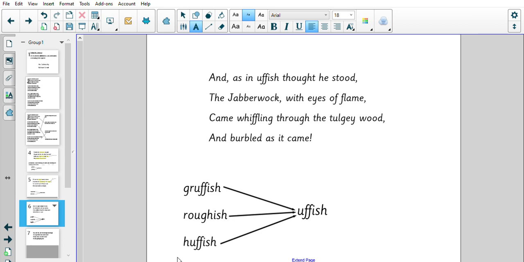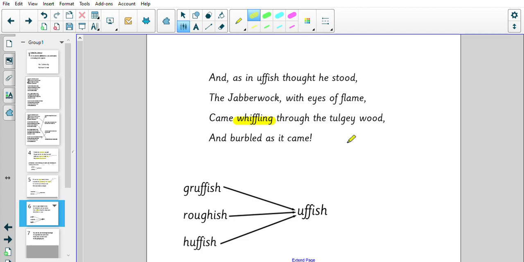So as in uffish thought he stood, the Jabberwock with eyes of flame came whiffling through the tulgey wood and burbled as it came. So if it's coming whiffling through the wood, that just means that he's not running at a constant speed. He's going a little bit slower, a little bit faster sometimes. It's a very old-fashioned word. I don't think we would really use it nowadays, meaning that his speed keeps on changing.